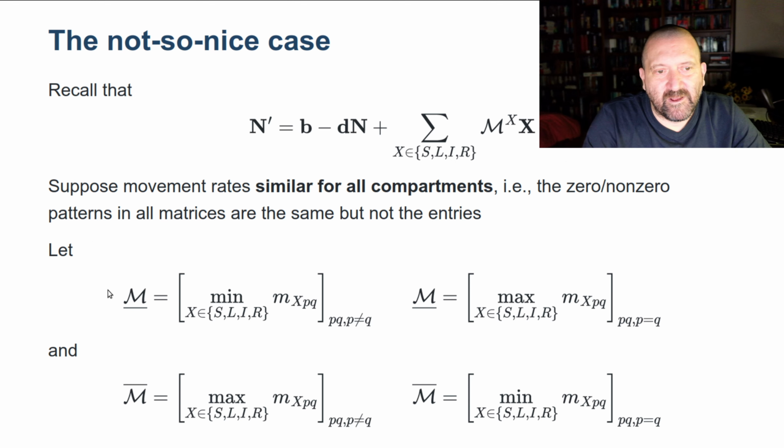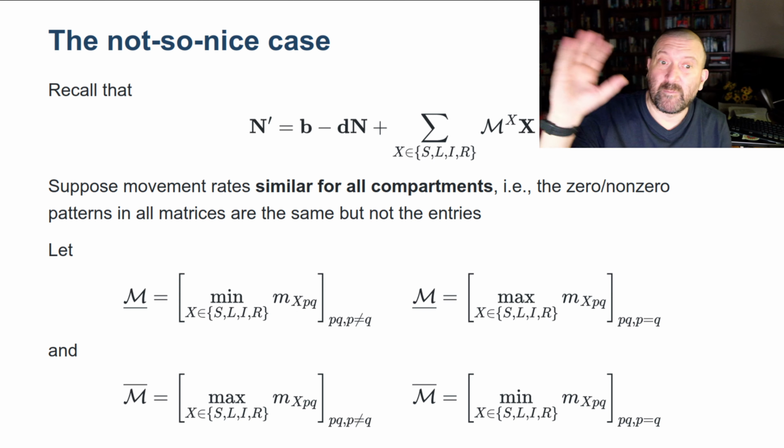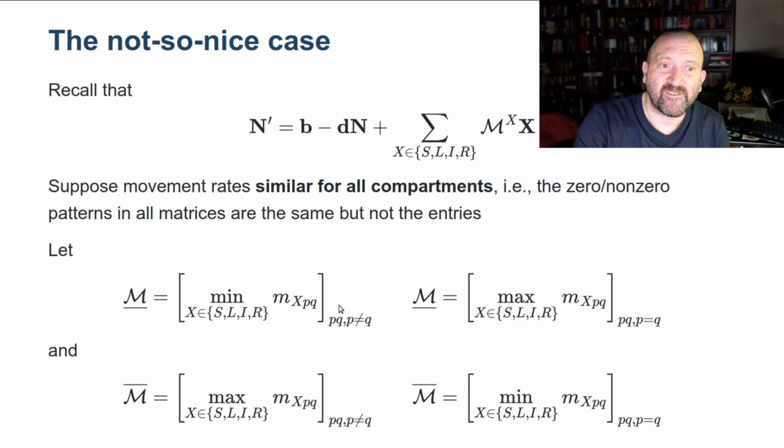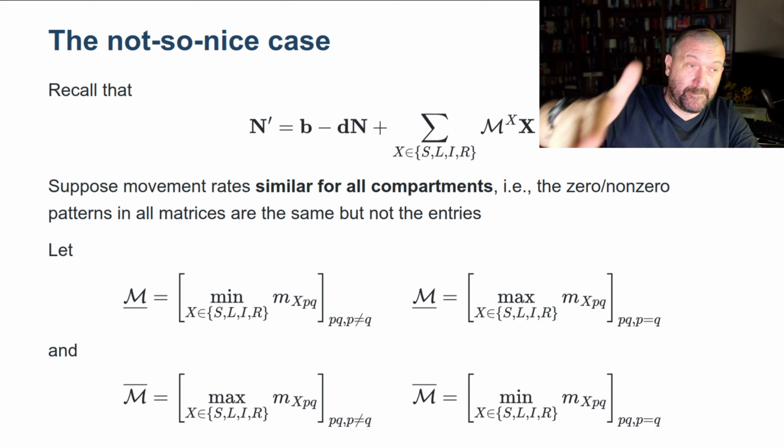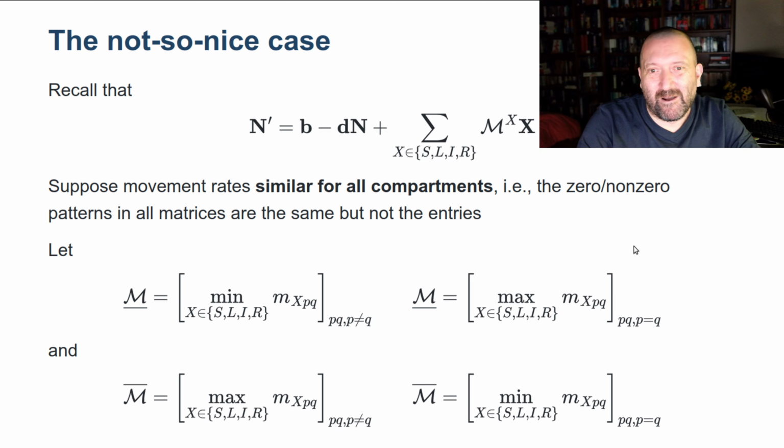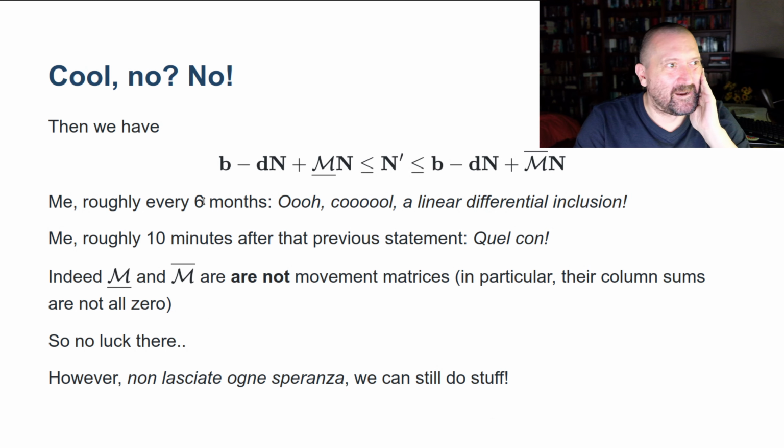Then I can define these numbers. For the lower bound matrix, I'm going to put on the off-diagonal terms the minima over all the different compartments of the movement rates. Remember, off-diagonal terms are those that are positive in the movement matrix. And I'm going to put the maximum of the diagonal terms, which remember are the negative quantities on the diagonal of the movement matrix. Likewise, I'm going to define the upper bound matrix as the maximum of the off-diagonal terms and the minima of the diagonal terms. Well, when I do so, I get that n prime is bounded below by this lower bound matrix and above by this upper bound matrix.